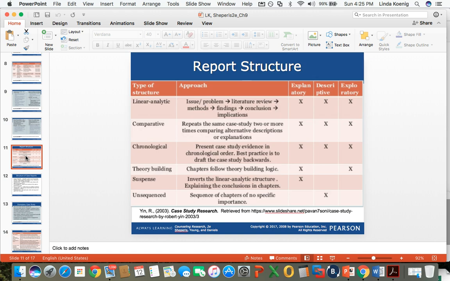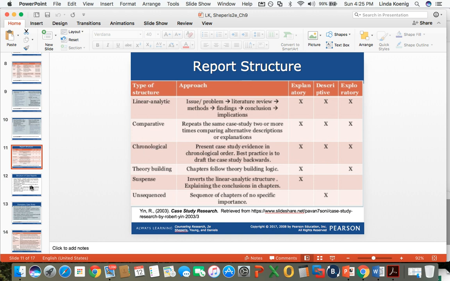All right, so when it comes to reporting our research, if we're using a case study design, the research report can be structured in any one of these ways that you see in this table here on the left. So this is our type of structures. This tells us a little bit more about what that approach looks like. And then this tells us if this particular type of report falls under an explanatory purpose, a descriptive purpose, or an exploratory purpose.